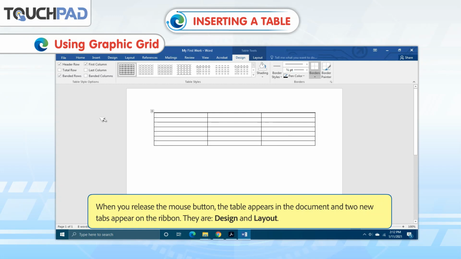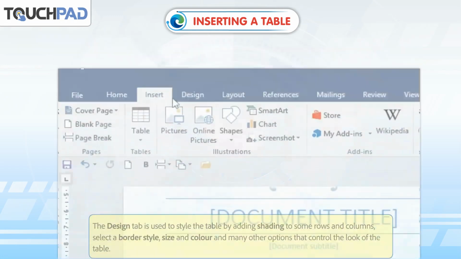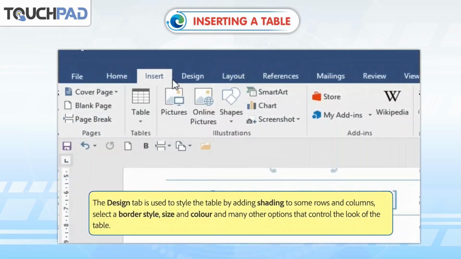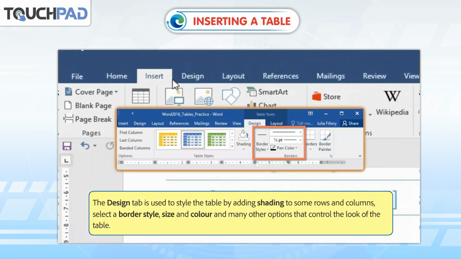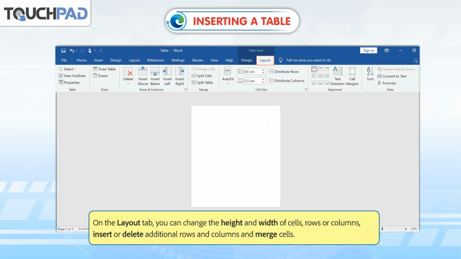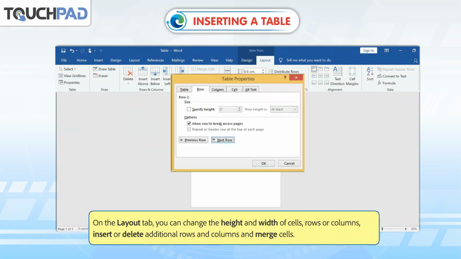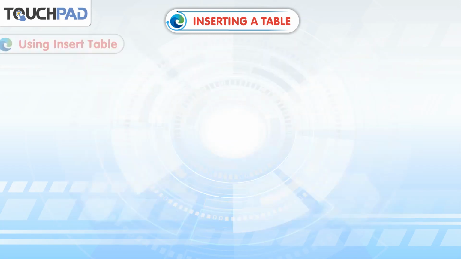They are Design and Layout. The Design tab is used to style the table by adding shading to some rows and columns. Select a border style, size and color and many other options that control the look of the table. On the Layout tab, you can change the height and width of cells, rows or columns. Insert or delete additional rows and columns and merge cells.